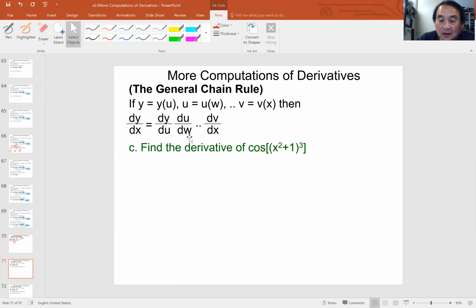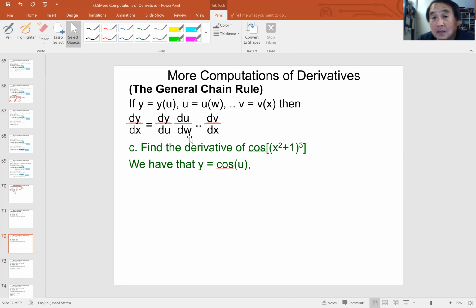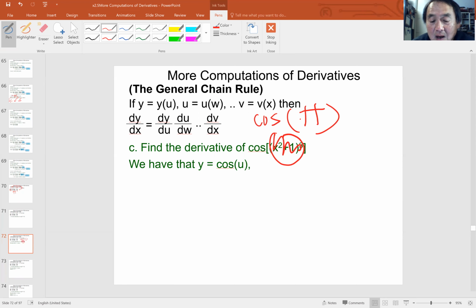Okay, here's a three-layer problem. This way we're going to do this problem from outside in. Later on, there will be another way to do the problem, inside out. So let's do it from outside in. What I mean by outside is, if I look at this formula, I pretend I don't know what the inside is. Basically, the last thing you need to execute is cosine of something. That something is what we call the u.